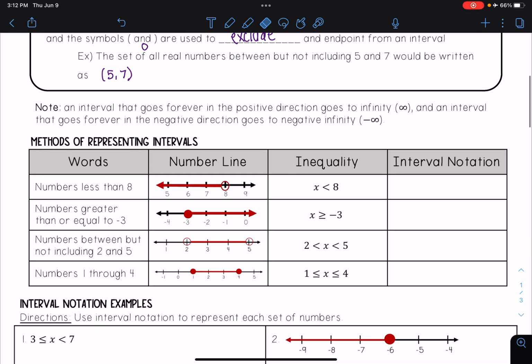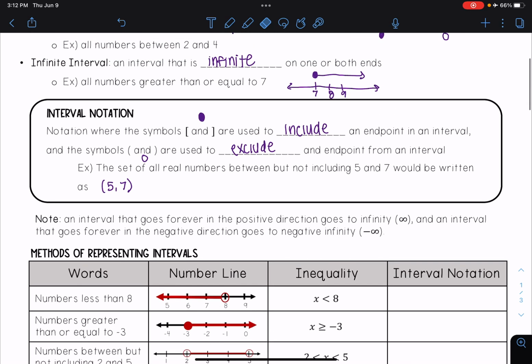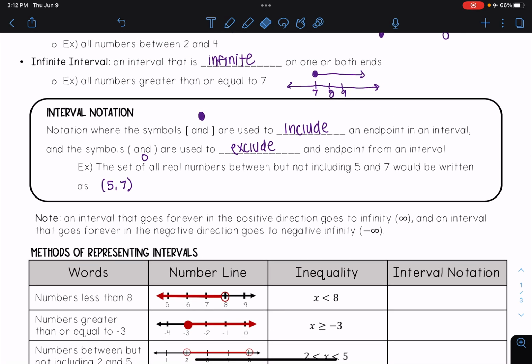And just a note, an interval that goes forever in the positive direction goes to infinity, and an interval that goes forever in the negative direction goes to negative infinity. So for instance, for this infinite interval here, it went forever in the positive direction, so that means it's going to infinity.